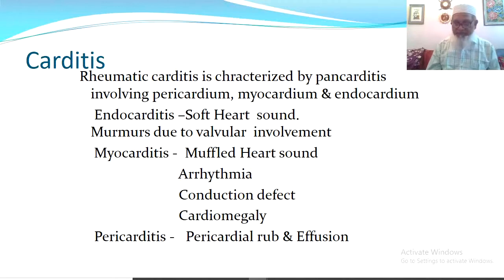In the chest, in the cardiac area, you will get an imperceptible apex. You will not get any apical impulse. When you do not get an apical impulse, you have to percuss the heart area, and on percussion the area of cardiac dullness is increased. And when you auscultate, you will find that the heart sound is distant.